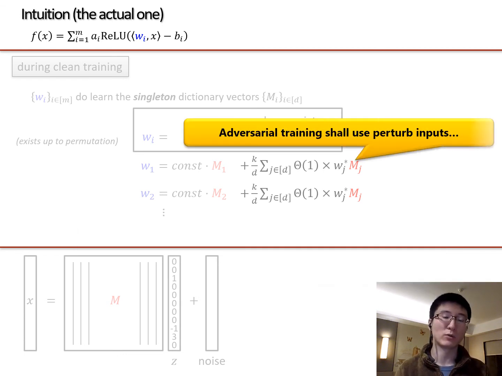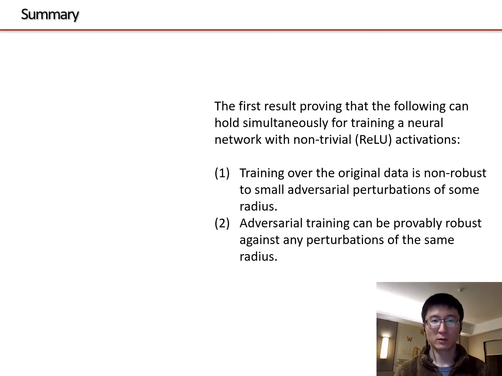So the final point I want to make is that if you use adversarial training, then because adversarial training uses perturbed inputs, those are the ones that shall add those dense mixtures into them. And therefore, if you do adversarial training, it encourages the model to remove those dense directions. And that's why the model becomes robust in the end. So to sum up, today I showed you a first separation result on a neural network with non-trivial activations between clean training and adversarial training.